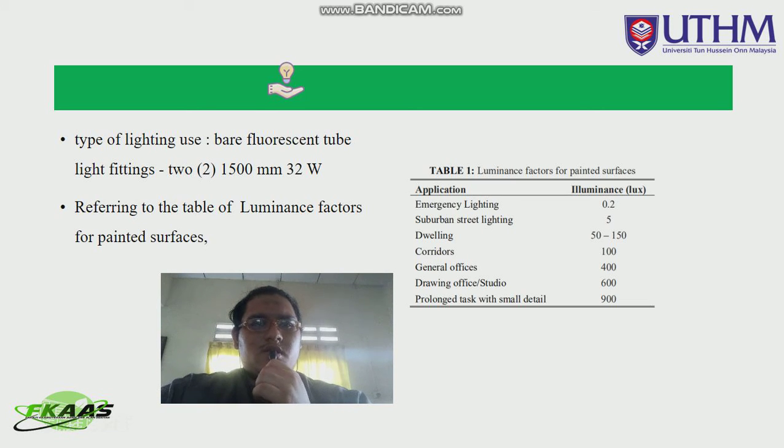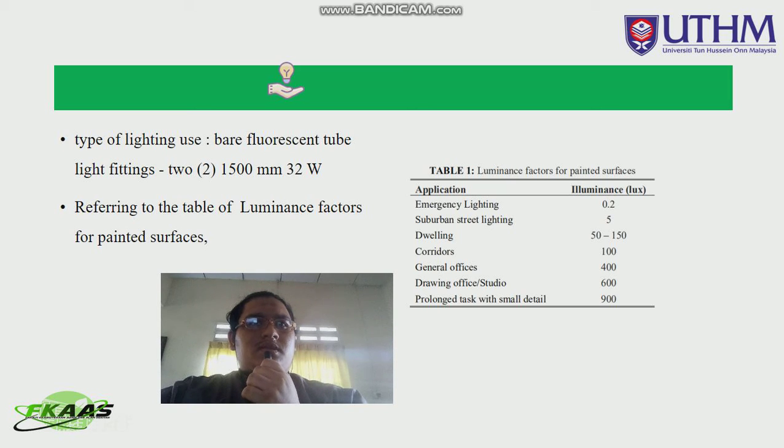For this building, we are going to use a fluorescent tube, which is 1500 mm long with 32 watt power. When designing this, referring to the luminance factor for painted surfaces, we assume the luminance factor we're using is for a studio, since it is an enclosed large area.